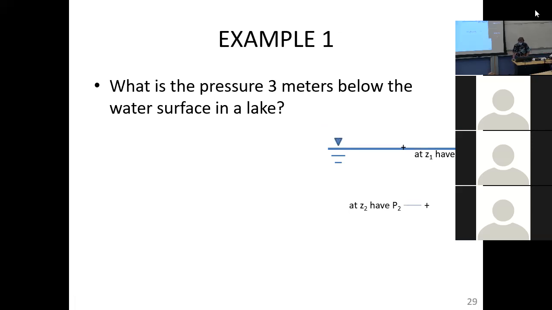We've got, move this, basically the same situation, only the question is, what's the pressure 3 meters below the water surface in a lake? So the question would focus on this. What's the pressure here? The only equation we have right now is the one we just integrated. P2 minus P1 is equal to minus gamma times Z1 minus Z2.